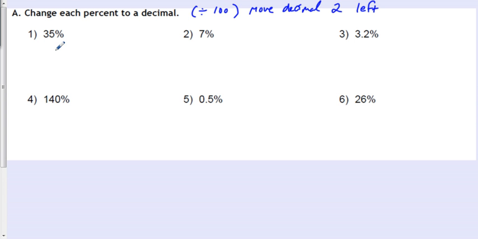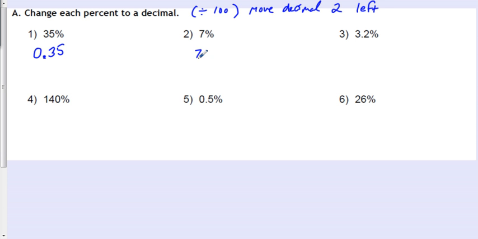So for 35%, to get rid of that percent sign, we'll take the decimal. Since we don't see the decimal, it's after the 5. 1, 2 to the left. And we usually put the 0 in front as well. Now be careful. Sometimes people think, oh, just put the decimal point in front of the number. Not necessarily. We have to move it 2 left.